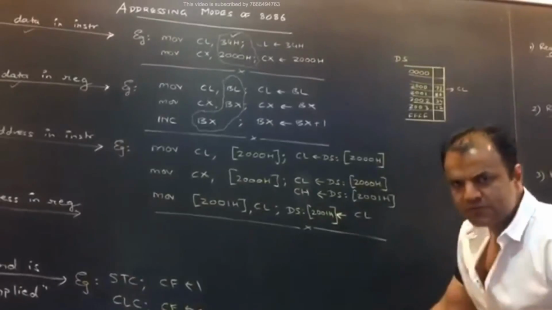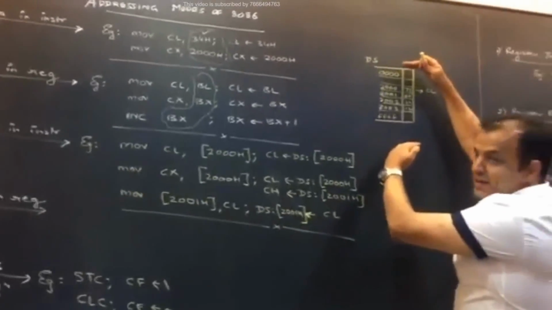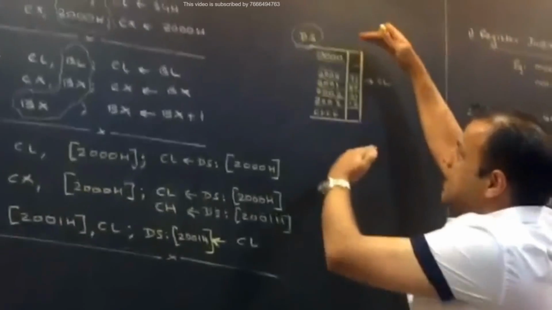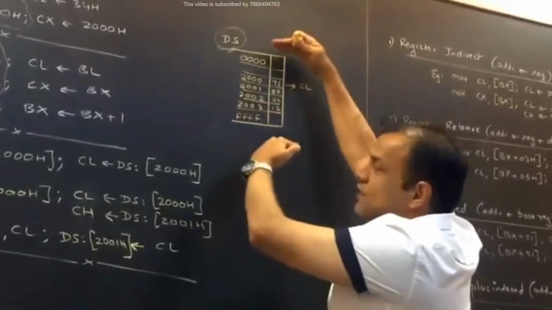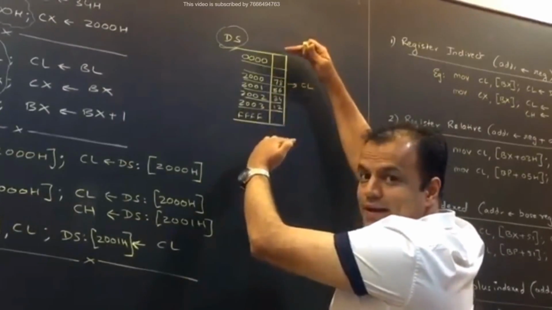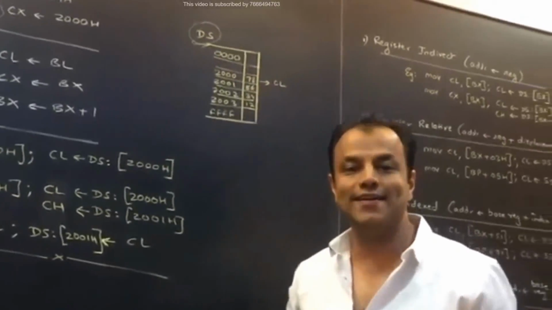In case you don't know what is segmentation, I've drawn a small picture. This is your data segment. DS register gives the segment address, identifies where the data segment is present in the whole memory. Within the data segment, all locations are identified by their offset address.